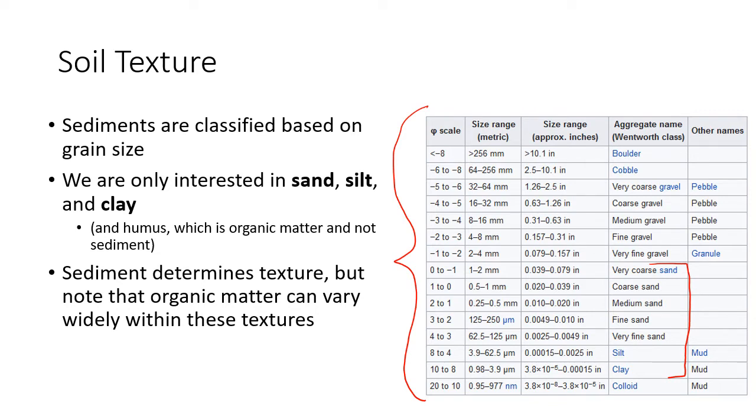We are also interested in humus, which is the organic matter in the soil, or at least we're going to call organic matter in the soil. We're going to call all organic matter in the soil in this class humus, just to simplify things. And the different sediment types are going to determine the texture of that soil, so how that soil feels, and that will give it some of its different properties.